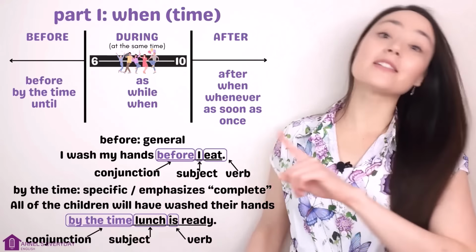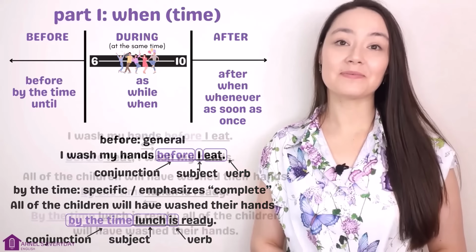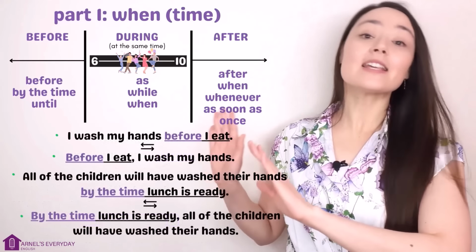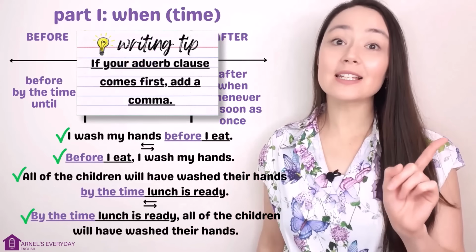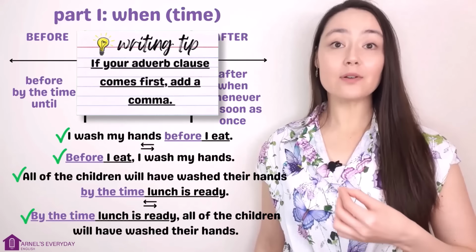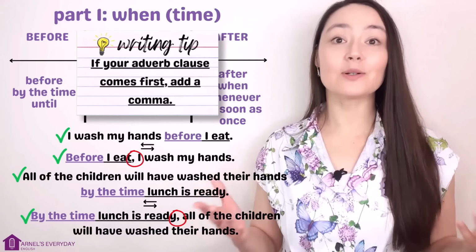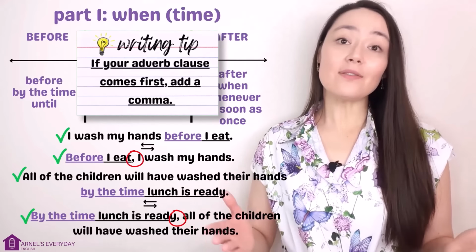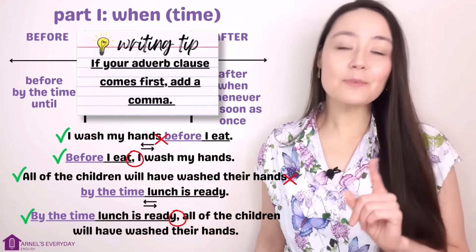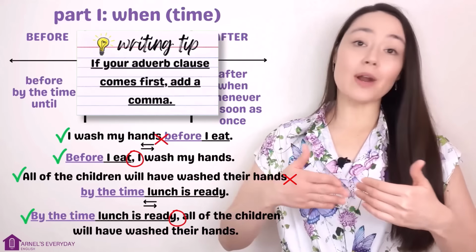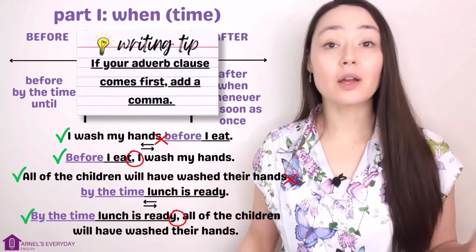Can the clauses be switched around? Of course. This is perfectly correct. But writing tip. If your adverb clause comes first, use a comma to separate the 2 clauses. If your independent clause comes first, you don't need a comma. Keep that in mind. So for the rest of this lesson, I'm just gonna switch the clauses around whenever I want.